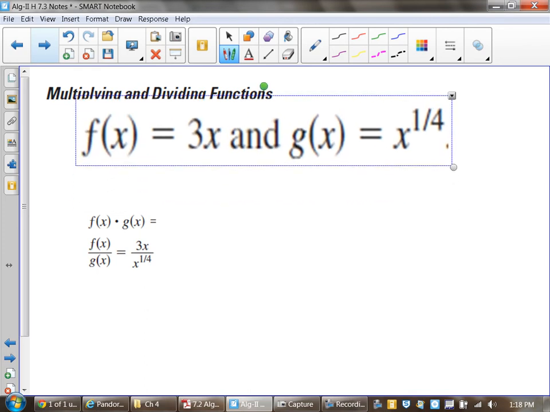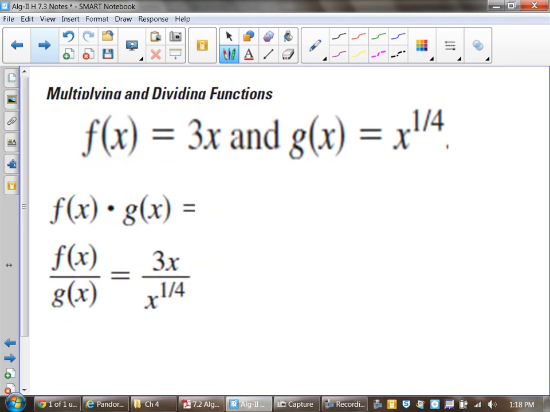What changes when you're multiplying and dividing? Nothing. Probably nothing. All you have to worry about now is, again, your rules of exponents. So when we're working with multiplying and dividing, it's the same basic principle. You're given two equations to start with. You have your f of x is 3x. Your g of x is x to the 1/4. And then if it asks you to multiply the two of them together by saying, what is f of x times g of x? Well, you write them both out: 3x times x to the 1/4.